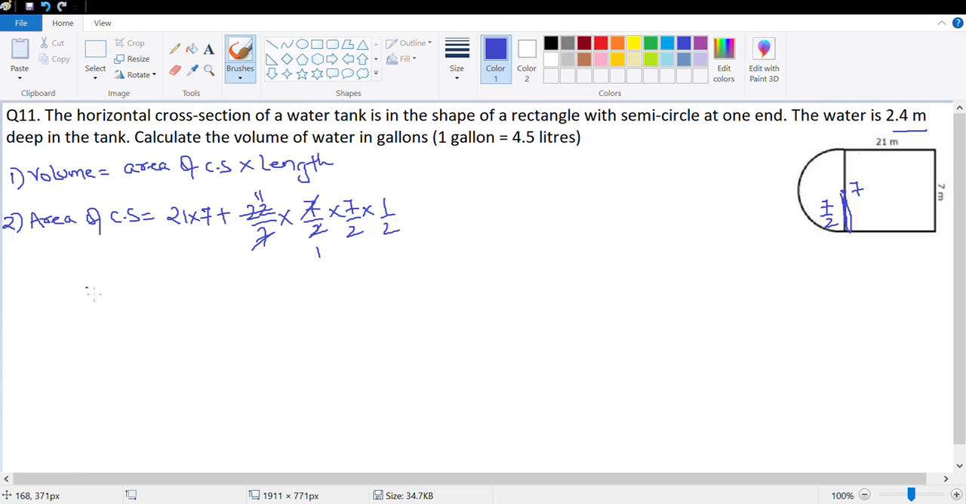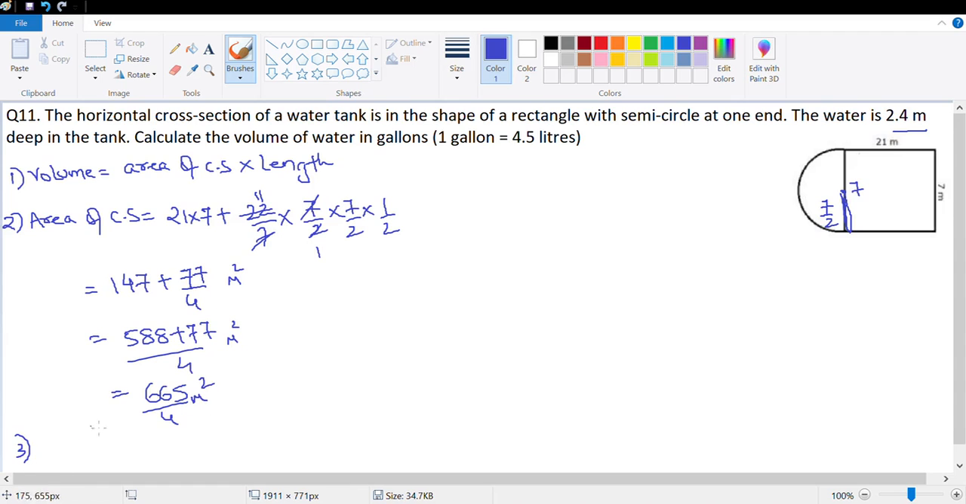So this is 147 plus 11 into 7, that's 77 upon 4 meter square. 4 into 147, 400, 160, that's 560, and 28, that's 588, plus 77 upon 4 meter square. This will be equal to 665 upon 4 meter square.